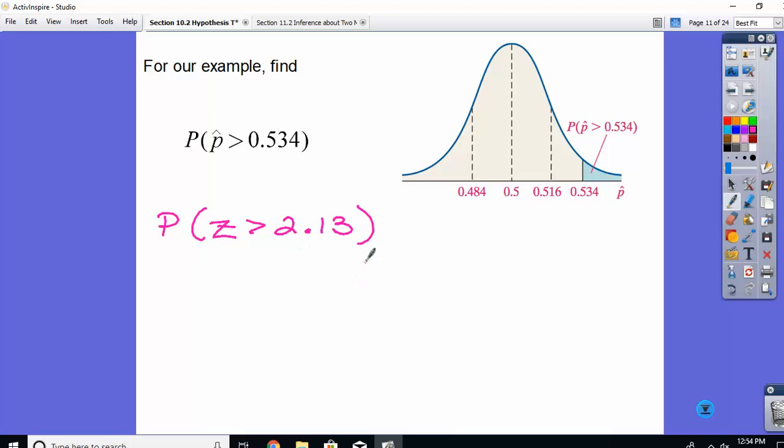So if I just want to measure the probability of that occurring, greater than is 1 minus. If I looked up 2.13 on my table, I get 0.9 and so there is a .0166. So that's the probability of having above that 0.534 that we observed for our p-hat. So there is only a 1.66% chance that this happens, so that's unusual, we would reject.